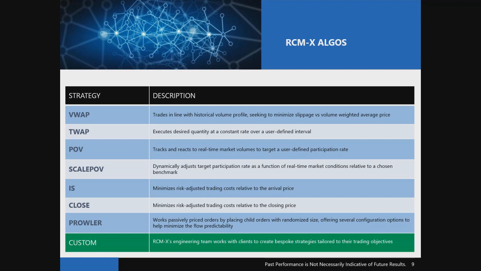POV and scale POV are trading based on a specified level or band of participation, while prowler, which is most similar to an enhanced iceberg algo, is sending individual trades and sizes with settings that you're specifying.